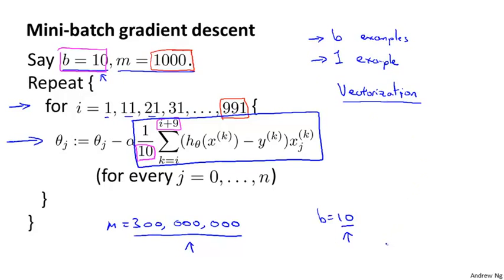One disadvantage of mini-batch gradient descent is that there's now this extra parameter b, the mini-batch size, which you may have to fiddle with and which may therefore take time. But if you have a good vectorized implementation, this can sometimes run even faster than stochastic gradient descent.